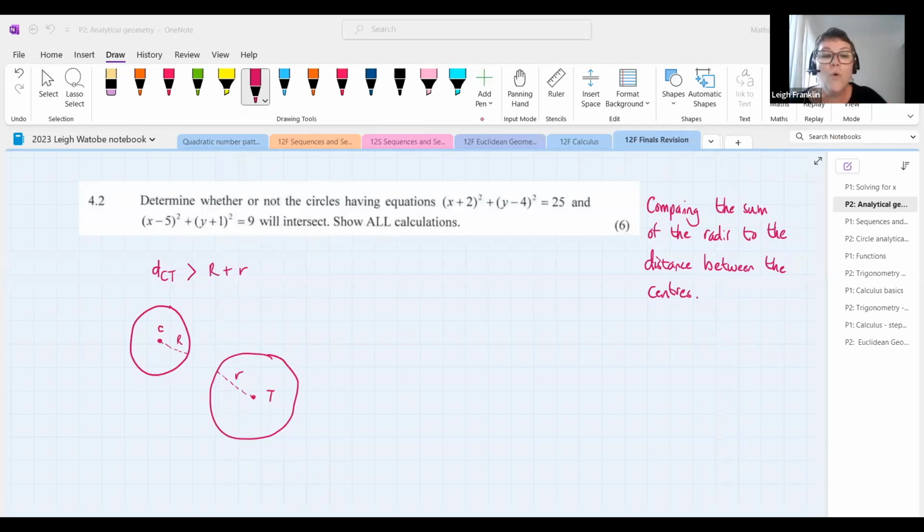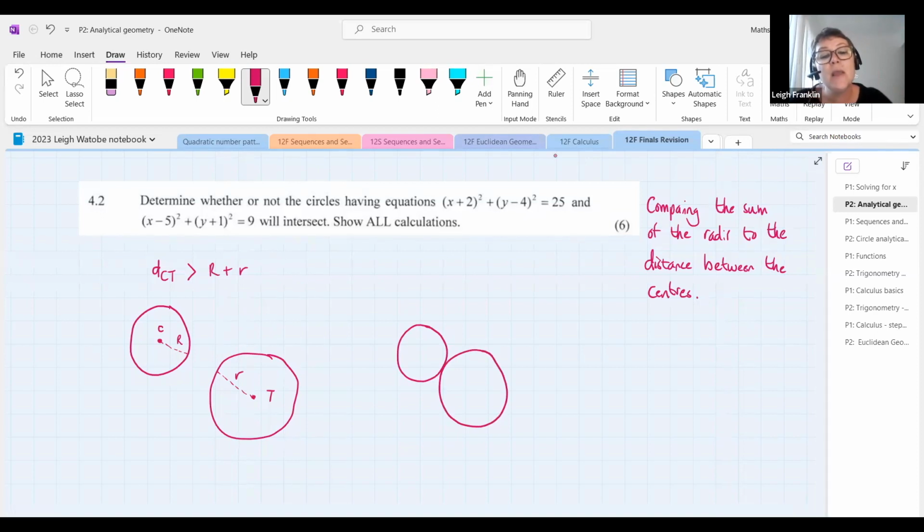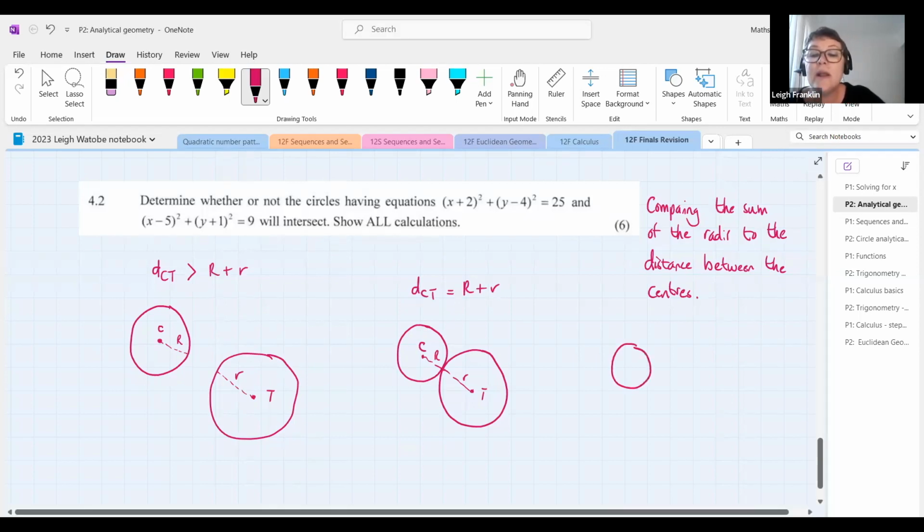Okay. The other situation you could find is that the two circles are tangents to one another. So there's our centers again, here's this radius, there's that radius. Now the distance between the centers is equal to the sum of the radii. Then the circles are going to be tangents to each other.